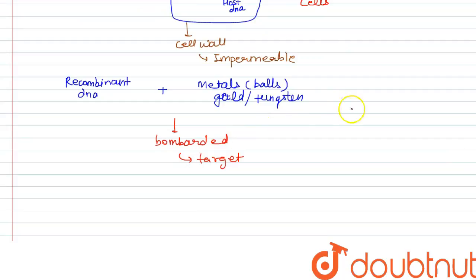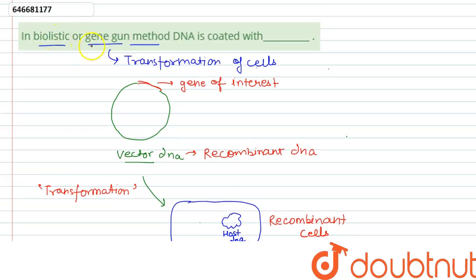Out of like 10 balls, only one ball will get inside this host cell. Whenever this host cell has our vector DNA, this cell will become a transformed cell because it will have a vector DNA, and this vector DNA will multiply. Then the vector DNA will multiply to produce proteins. So the question here says that in biolistic or gene gun method, DNA is coated with what? Metals like gold or tungsten.